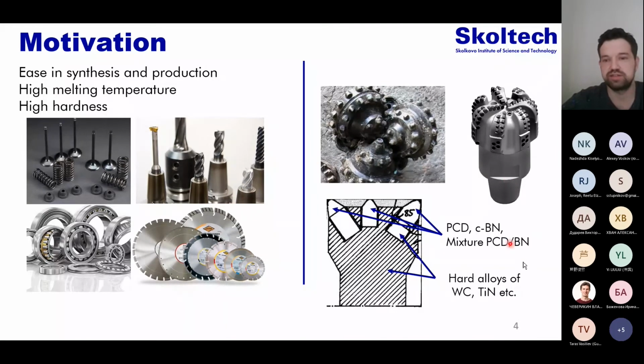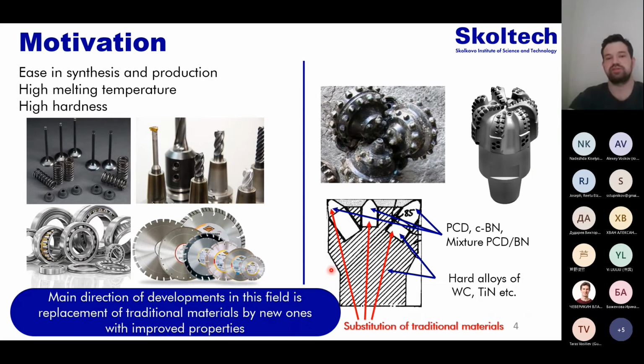If we consider the gas and oil industry, here you can see the drill bit, which is usually used to mine oil and gas. If we consider the cross-section of this equipment, we can find that the cutter is mainly made from polycrystalline diamond or cubic boron nitride, and the base is made of hard alloys like tungsten carbide and titanium nitride. The main direction of development in this field is the replacement of traditional materials by new ones, which will have improved properties in comparison to traditional ones.